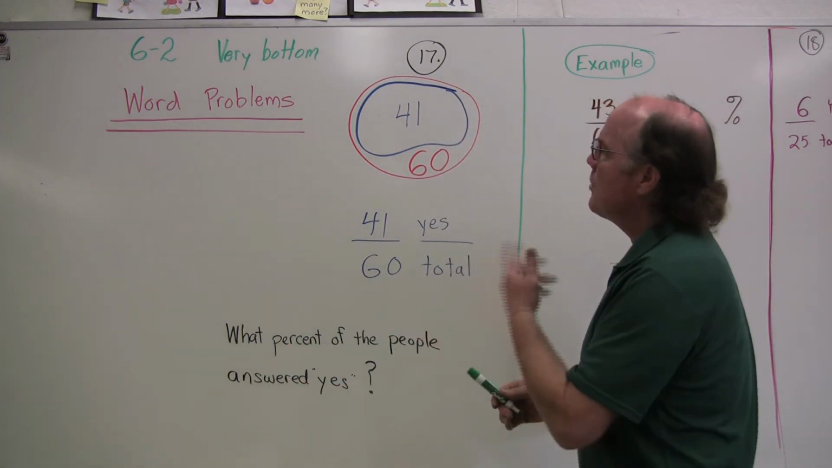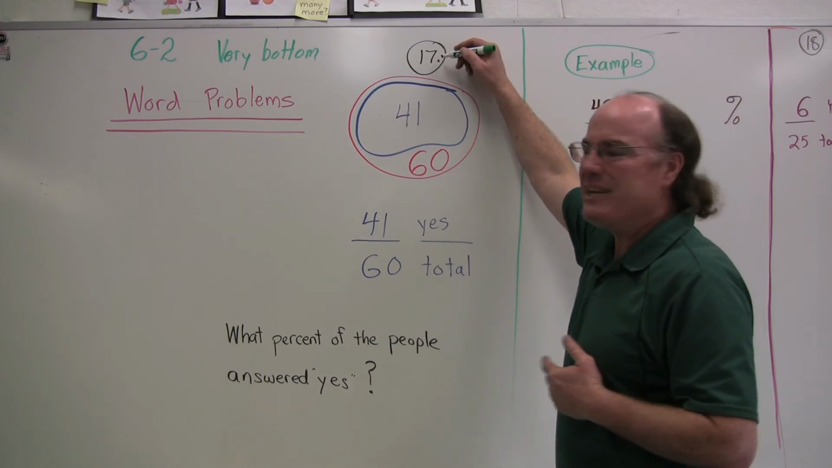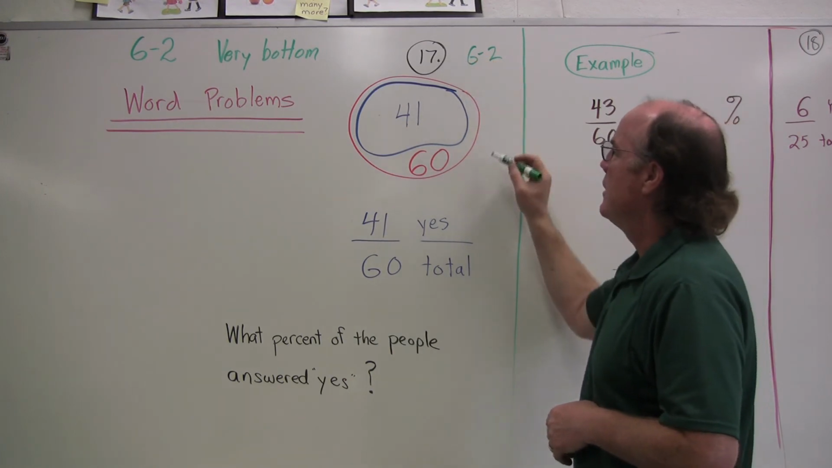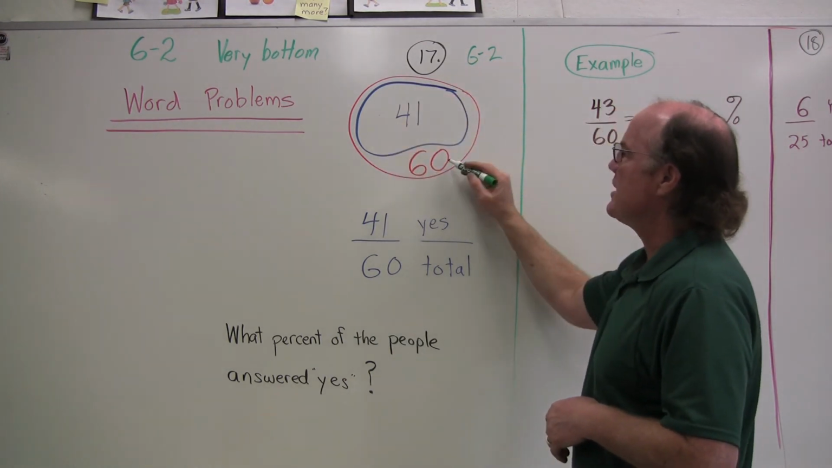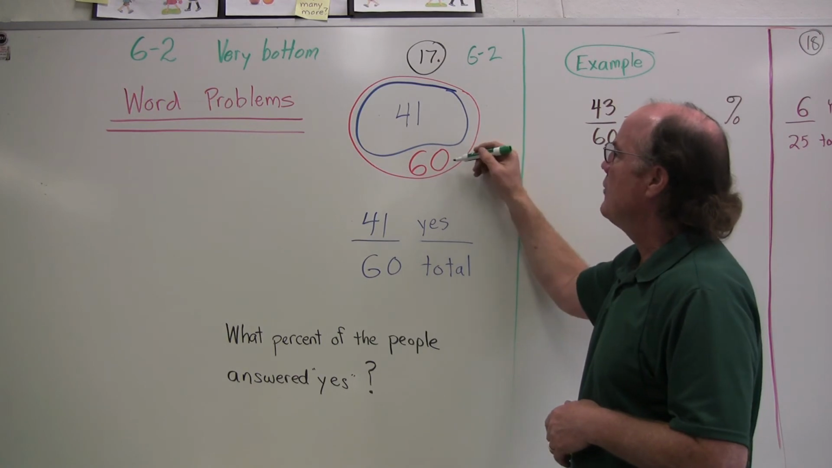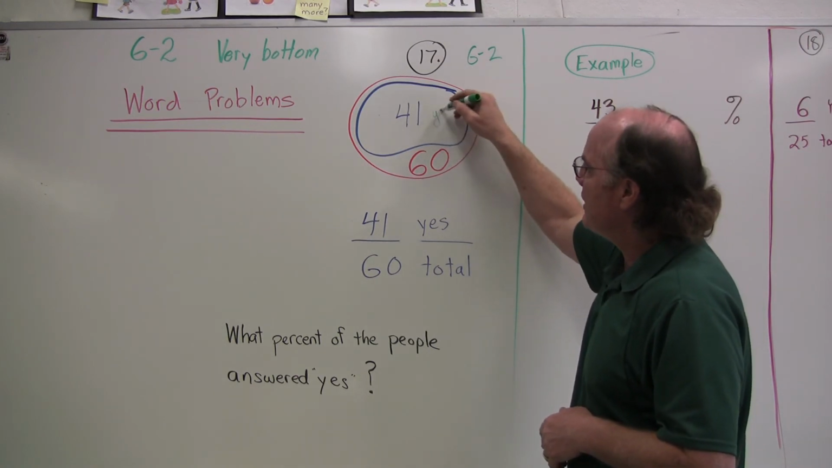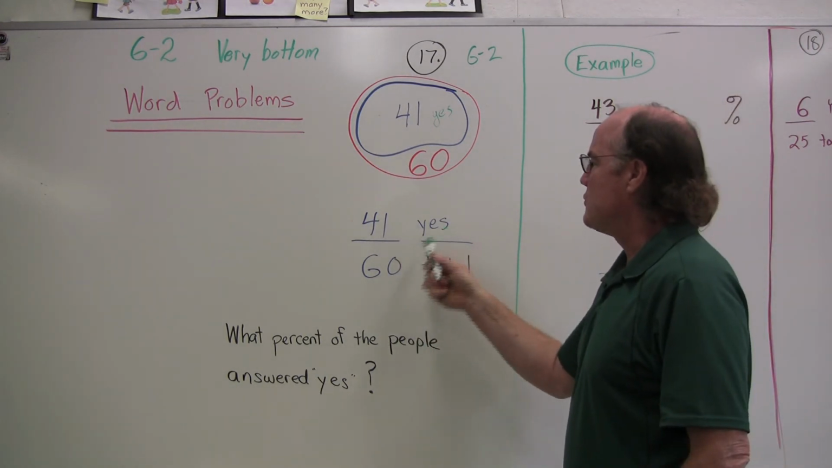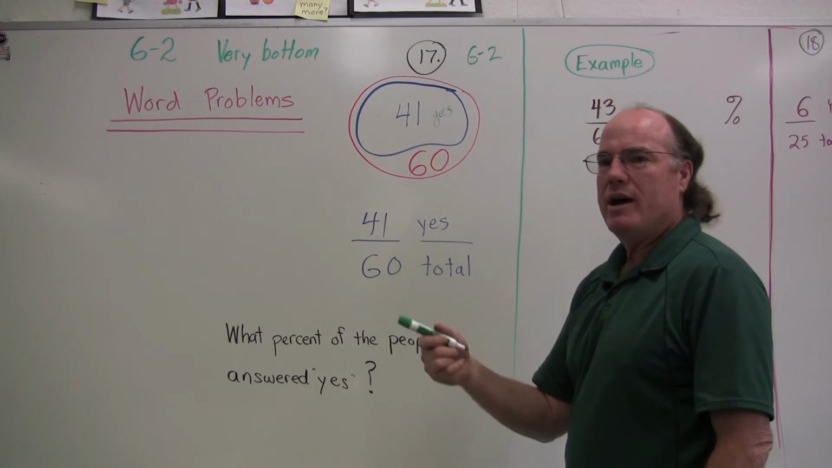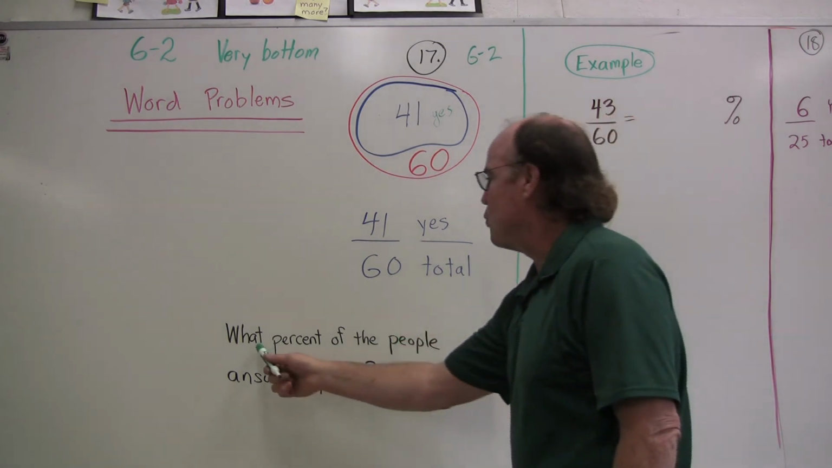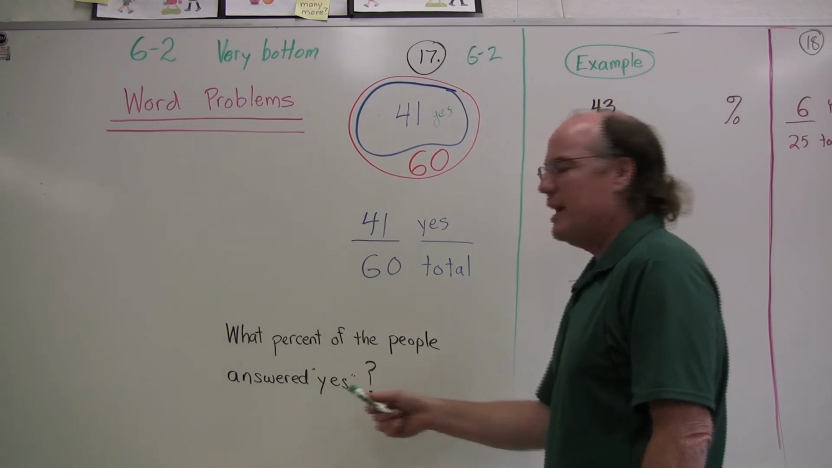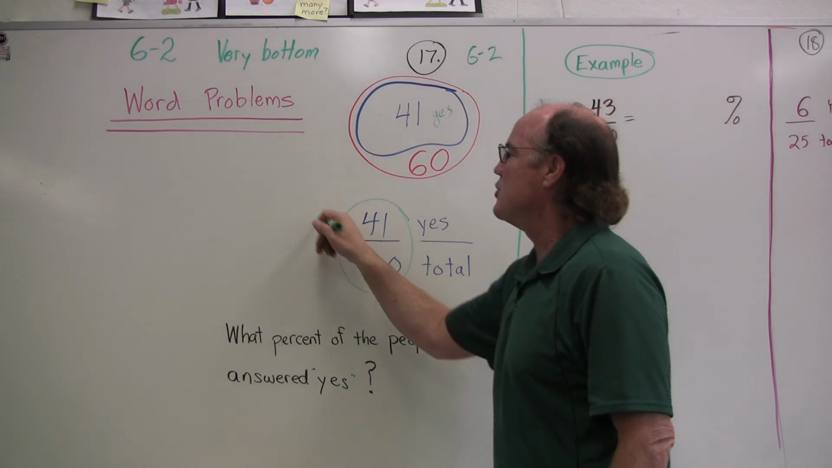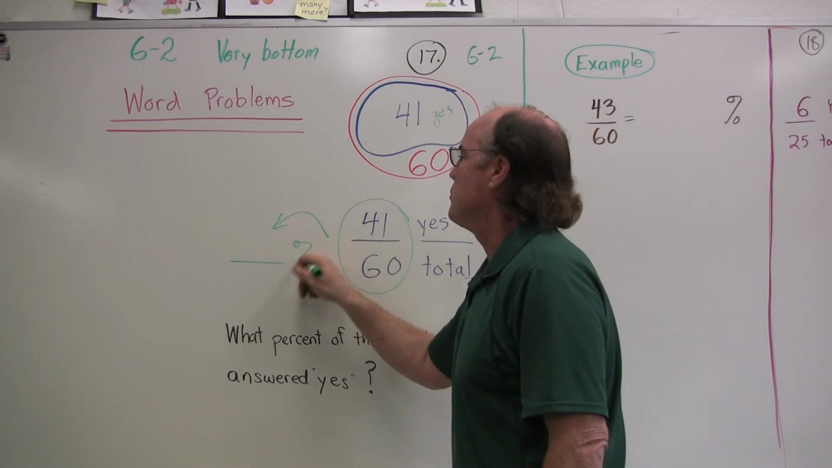Now, the word problem for number 17 on the bottom of 6-2, the first word problem, says we have a total group of 60 people, and out of that total group, 41 say yes to a particular question. So 41 say yes out of a total of 60, and what the question asks at the end is, what percent of the people answered yes? Well, we know how to do this. We're going to take that fraction and convert it into a percent.